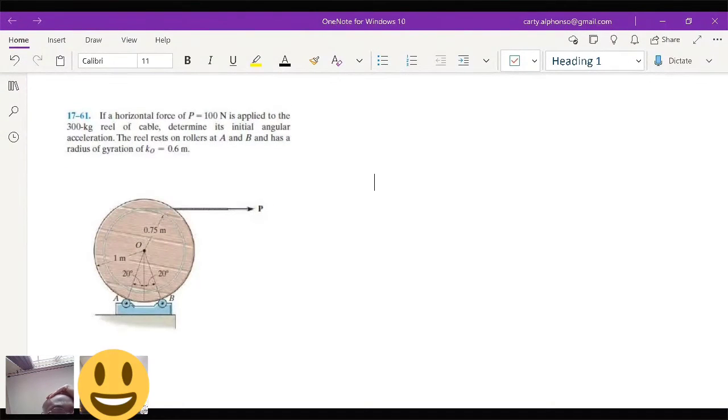It resting on those rollers is... Oh, okay, I see what they're saying. So the rollers are going to be zero friction, but I shouldn't say zero friction. The roller is going to provide enough friction.